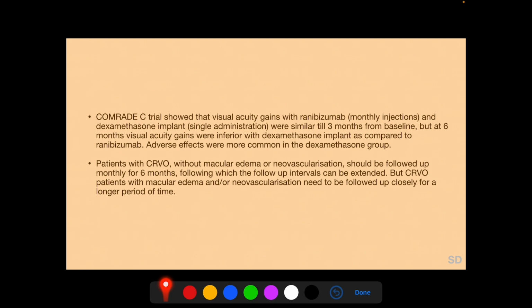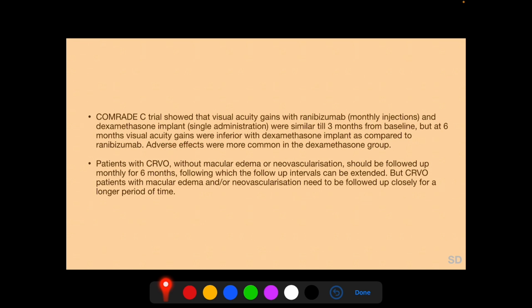The COMRADE-C trial showed that visual acuity gains with monthly injections of ranibizumab and single administration of dexamethasone implant were similar until 3 months from baseline, but at 6 months, visual acuity gains were inferior with dexamethasone implant as compared to ranibizumab. Adverse effects were more common in the dexamethasone group.